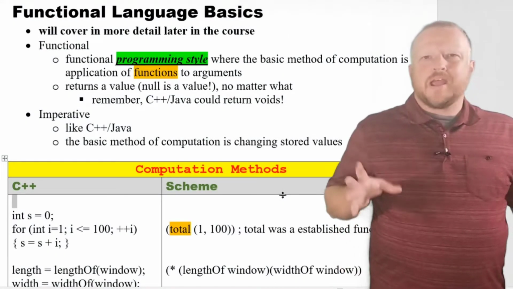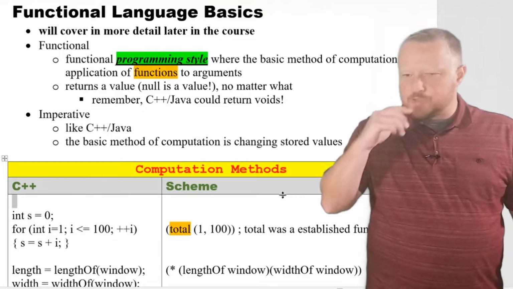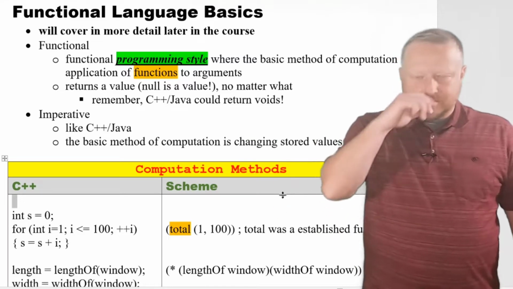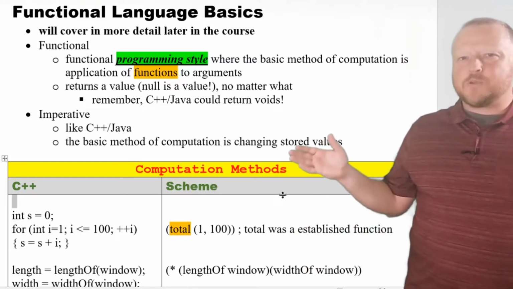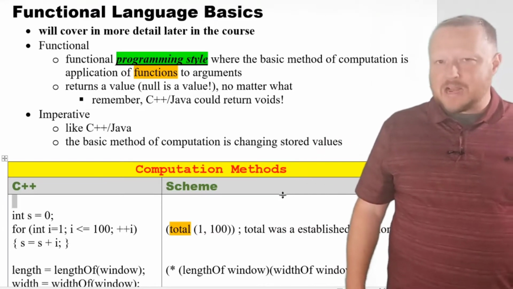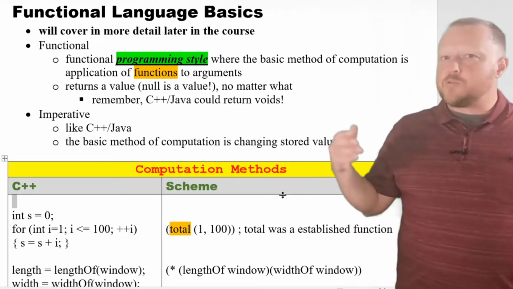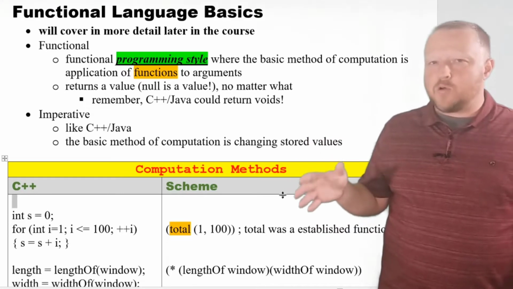So we're going to be comparing two paradigms of programming languages. The one that you're used to is imperative, like C++ and Java. That's going to be doing a lot of computation, which is changing stored values, which is called a side effect. So every time you use something in C++, creating variables, even for loops, you have a lot of side effects going on.